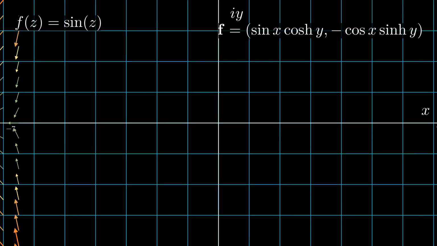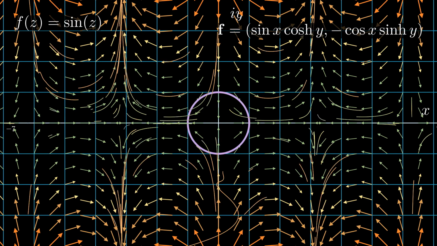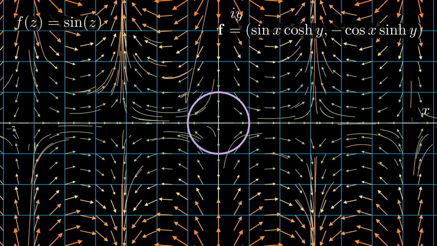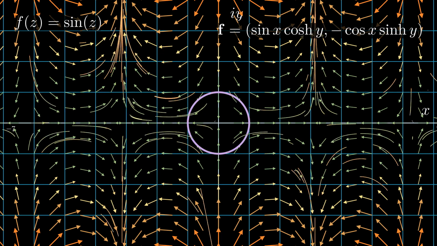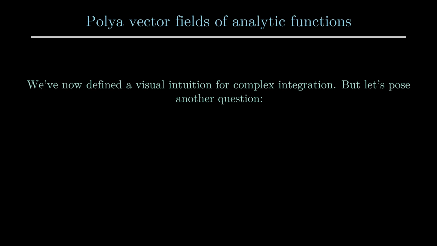Next, let's take a look at the Polya vector field of f of z equals sine z. Once again, let's draw a contour and examine the flow through this contour. Pretty cool, huh? So we now have a visual intuition for complex integration, but let's pose a different question.